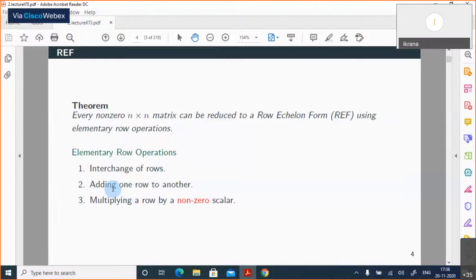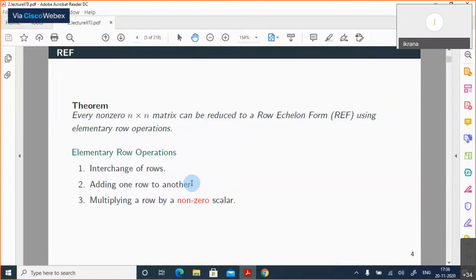And the second operation is adding one row to another. You can add one row to another. For example, the first row is added to the second. So what will happen? The first row will remain as it is. Only the second row will change. It will become R1 plus R2.